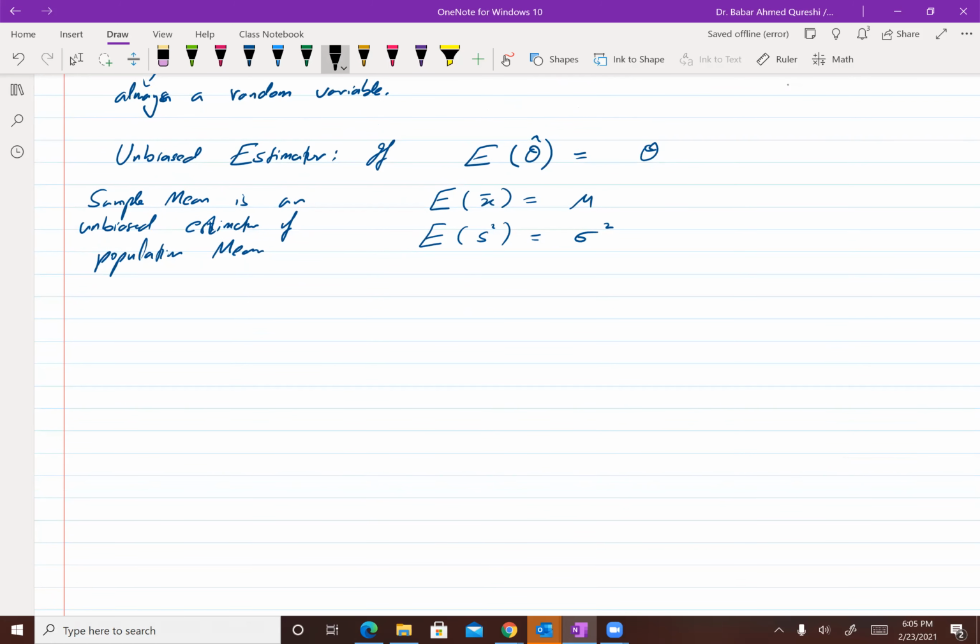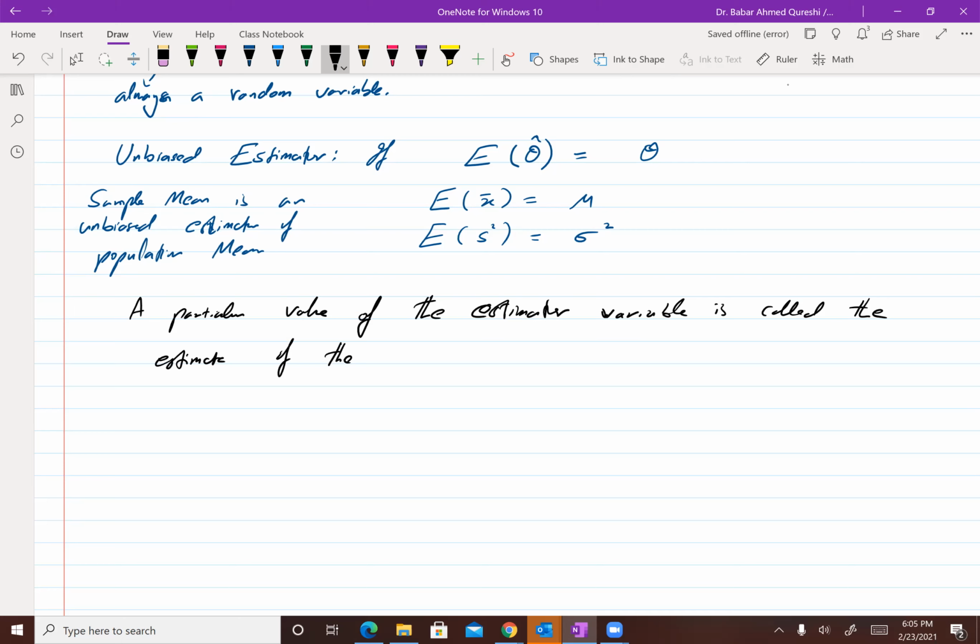And when you estimate using an unbiased estimator, you get a particular value. A particular value of the estimator variable is called the estimate of the population characteristic.